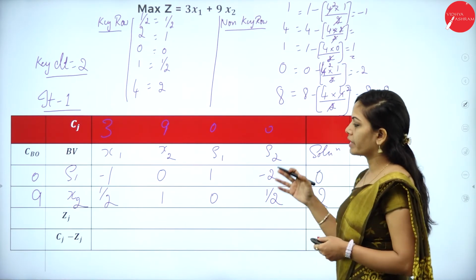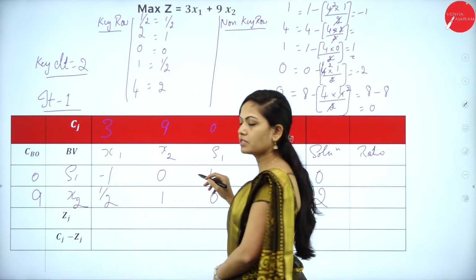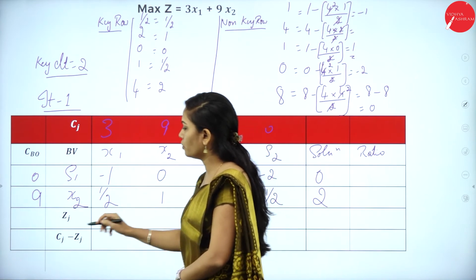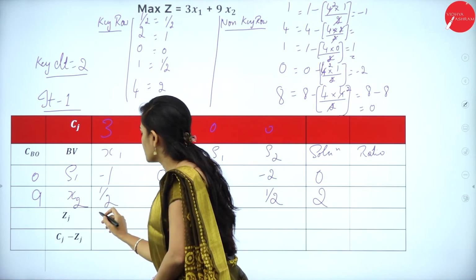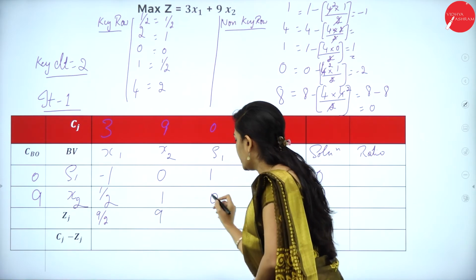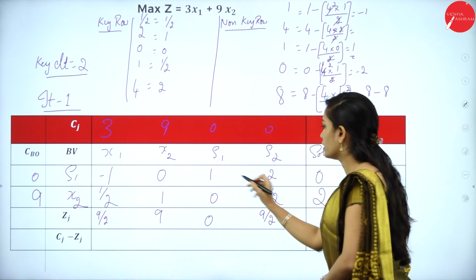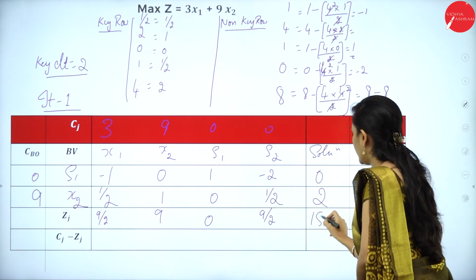So now we can find the Zj value. 0 into all the numbers is 0, so the first column is 0. And 9 into 1 by 2 is 9 by 2. 9 into 1 is 9. 9 into 0 is 0. 9 into 1 by 2 is 9 by 2. 9 into 2 is 18.